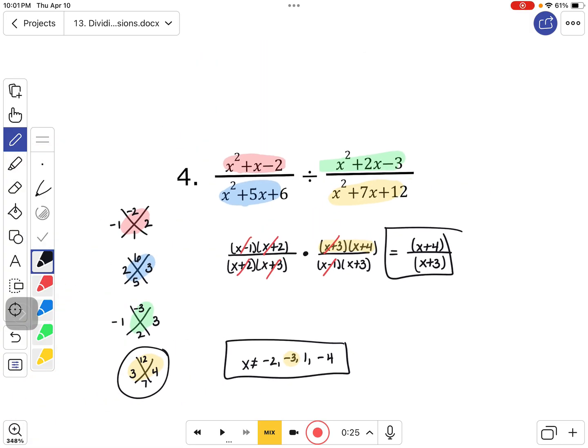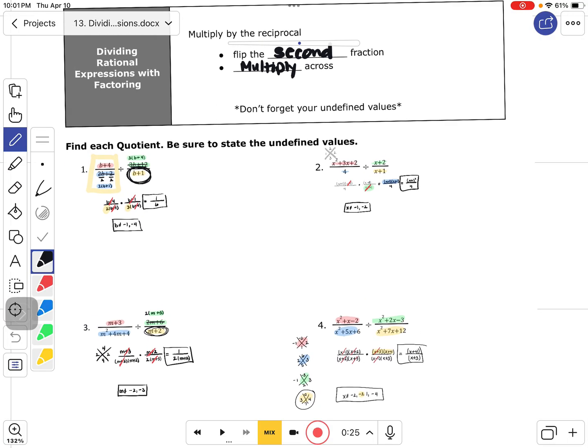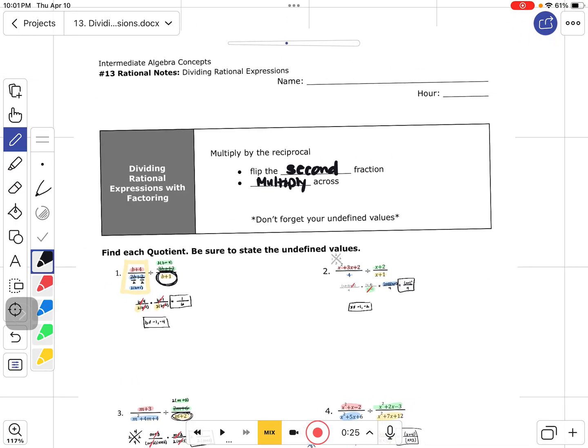You have everything you need to work on number 13, dividing rational expressions.